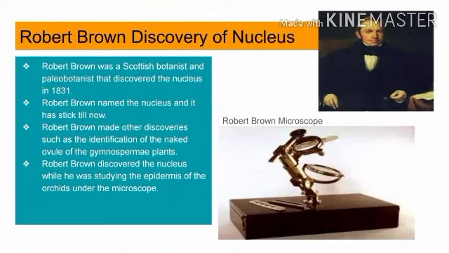Robert Brown's discovery of the nucleus. Robert Brown was a Scottish botanist and paleobotanist who discovered the nucleus in 1831. Robert Brown named the nucleus, and the name has stuck till now. He made other discoveries such as the identification of the naked ovule of gymnosperm plants. Gymnosperms are basically the plants which do not flower. They include cycas, pinus, etc. You will learn about them in detail in the next chapter, diversity of living organisms in the plantae kingdom. Robert Brown discovered the nucleus while studying the epidermis of orchids under the microscope. Here is the reference image depicting Robert Brown and the microscope which he used to study the epidermis of orchids.